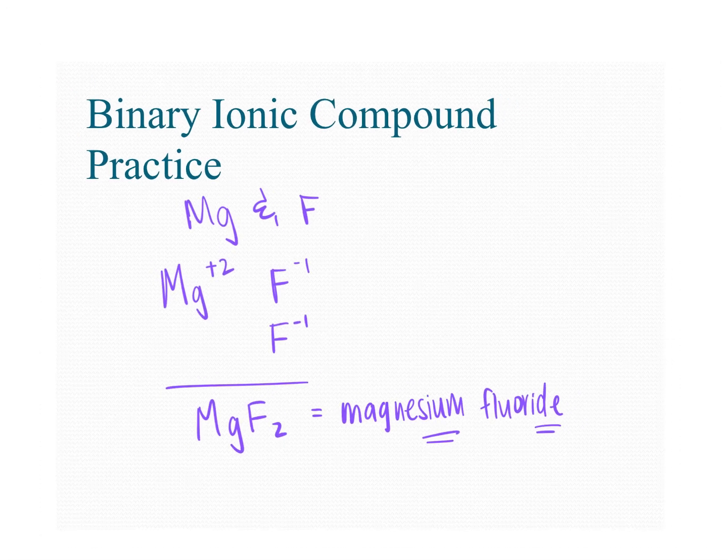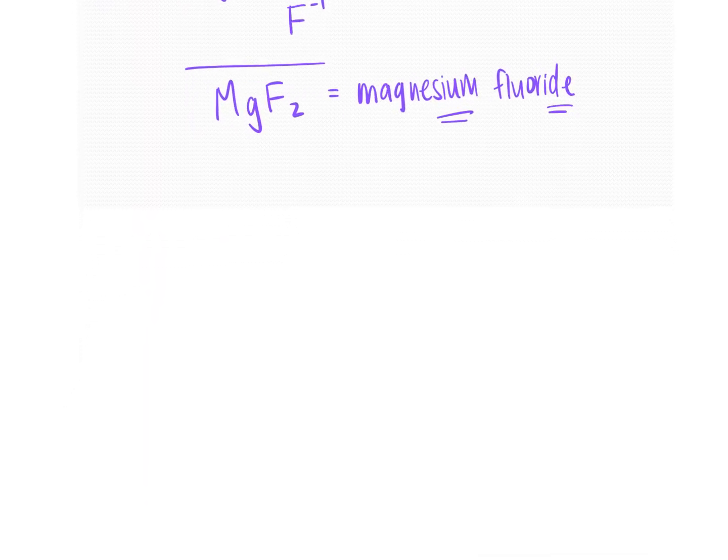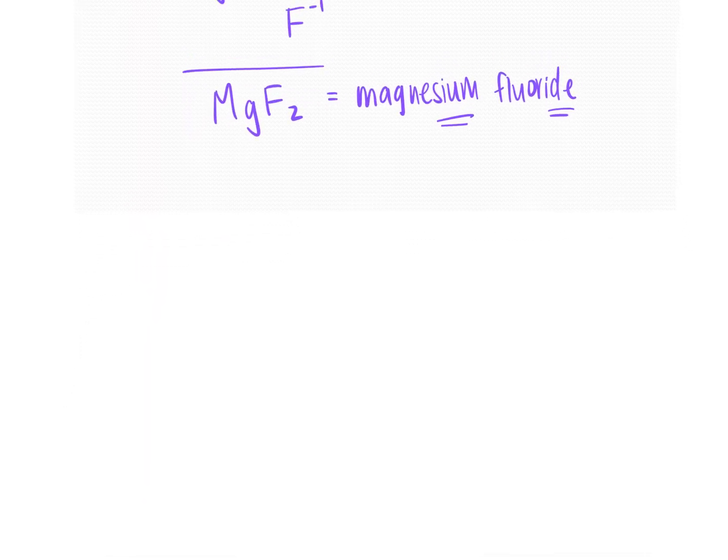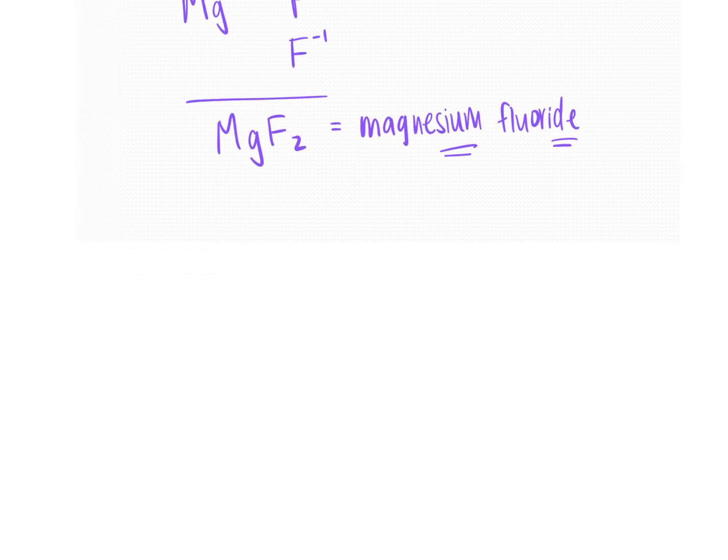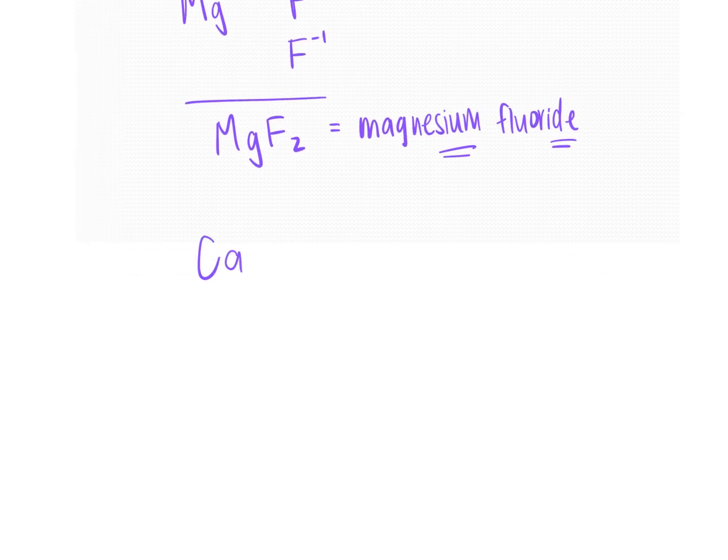Okay, let's try another one. What if I had a compound between calcium and oxygen? Okay, I'm going to write them out with their charges. Ca is +2 and O is -2.